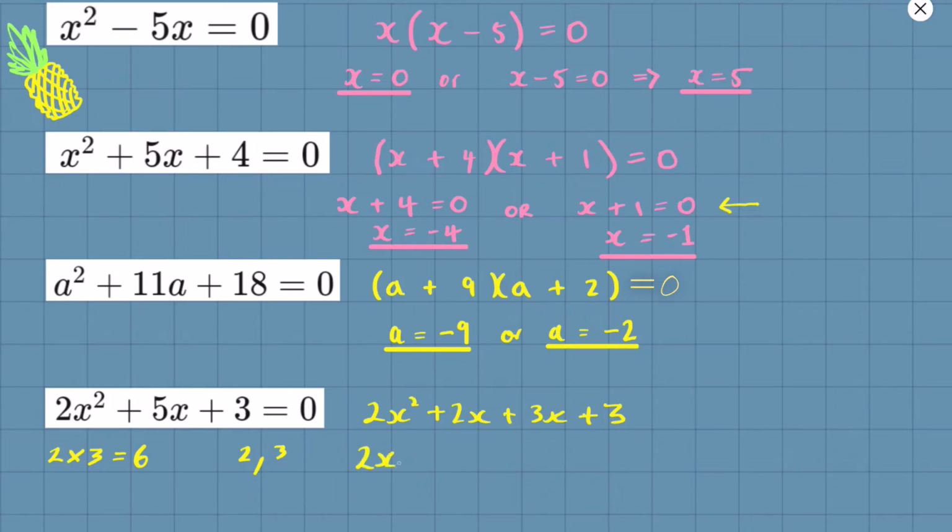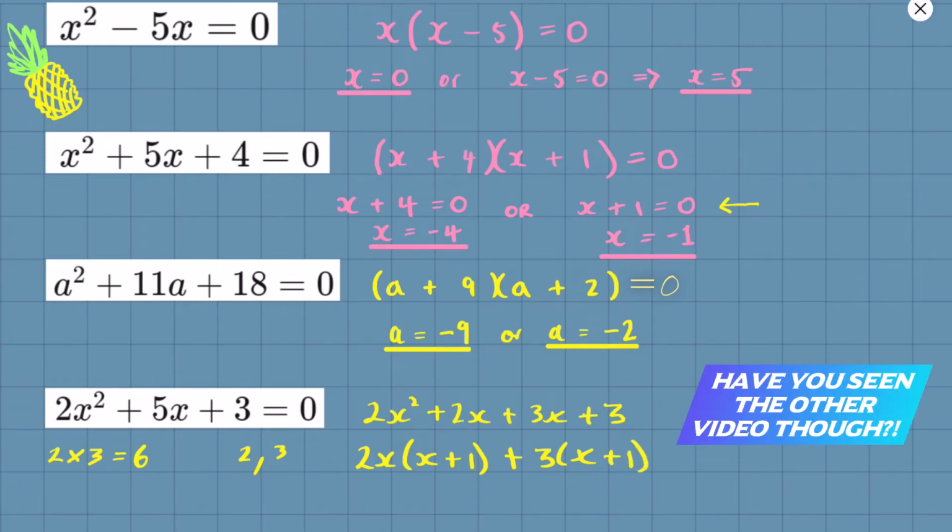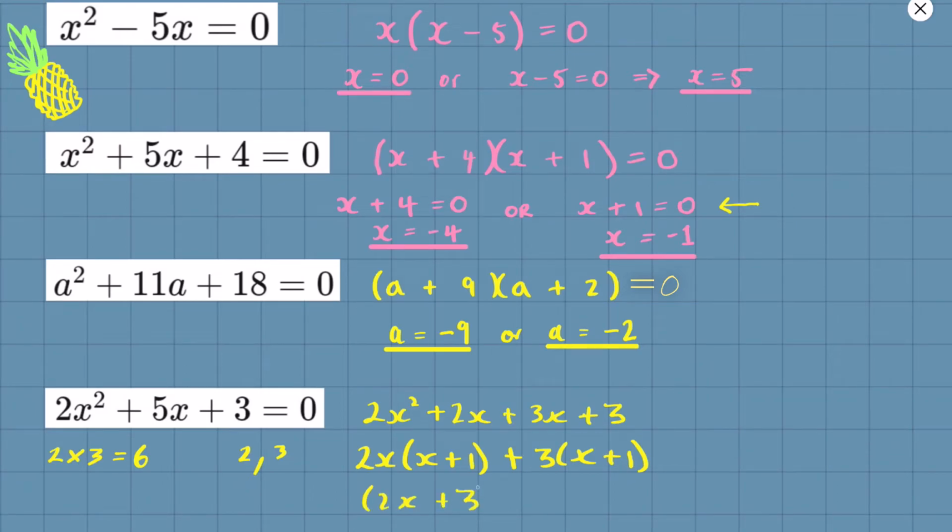So I'm going to take out a 2x, and we're left with an x plus 1. And we're going to take out 3, and we're left with an x plus 1. Good times. If you've seen the other video, you know what I mean. And we've factorized. So we've got the 2x plus 3, and the x plus 1. A lot of people get very confused when it comes to writing the solution. It's easy enough for the second bracket. Let's focus on the second bracket to start. You can see that x would equal -1, because we just change the sign and keep the same magnitude.